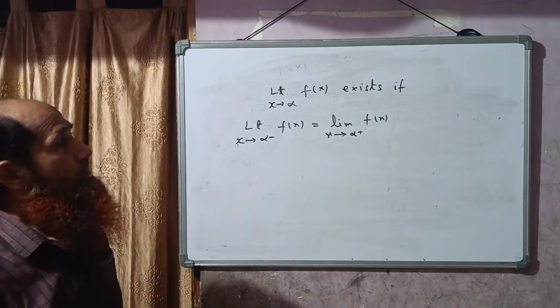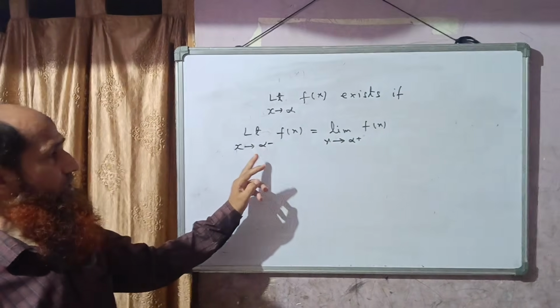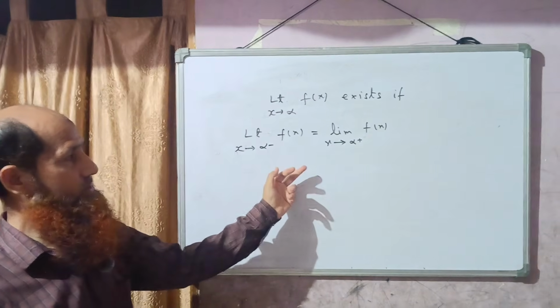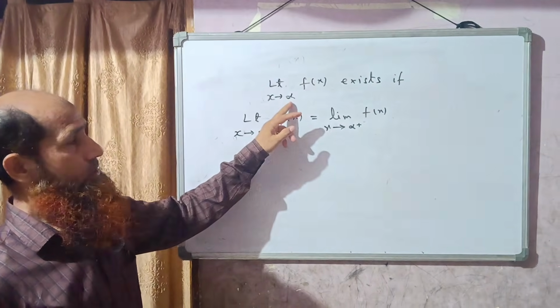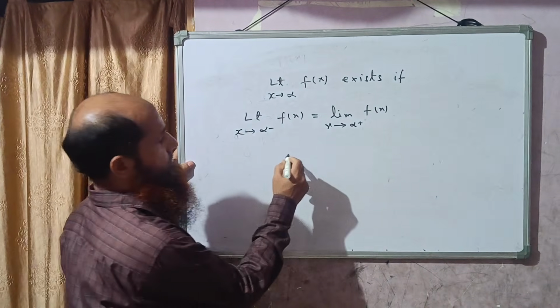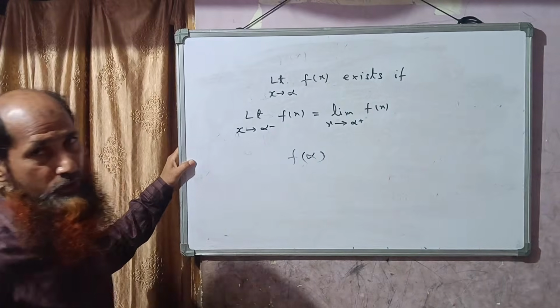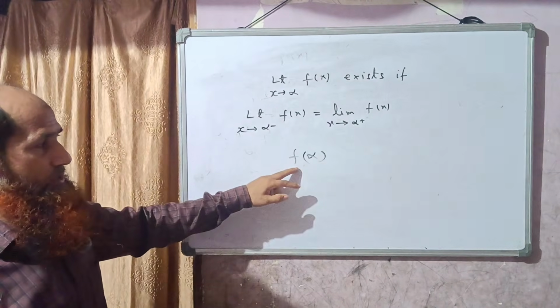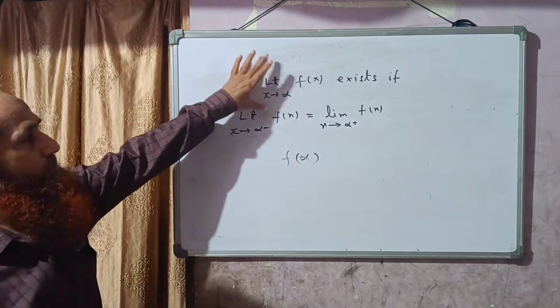Let us conclude now. Limit x tends to alpha f(x) exists only when left hand limit and right hand limit both exist and are equal. This limit does not depend on the functional value f(alpha), means when x is exactly equal to alpha, whatever is the value of the function. We are not concerned with this whenever we have to find out this limiting value.